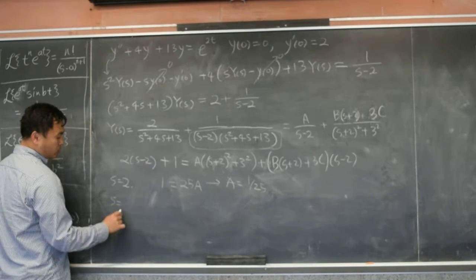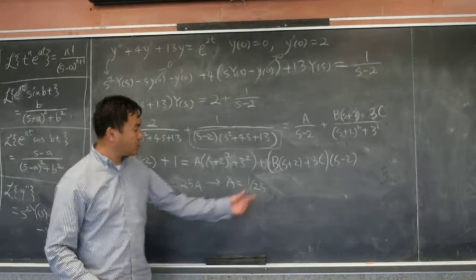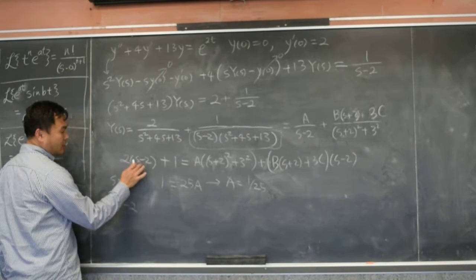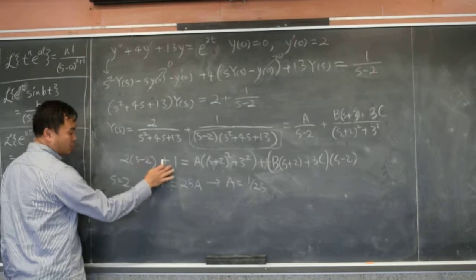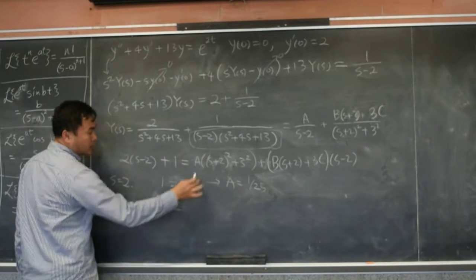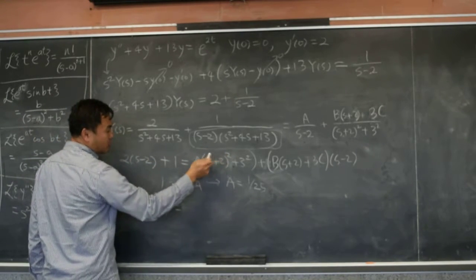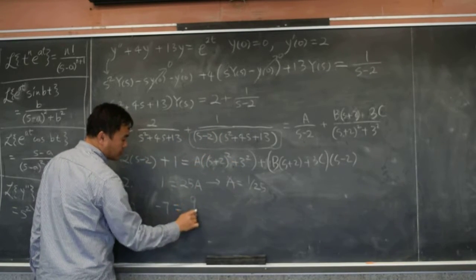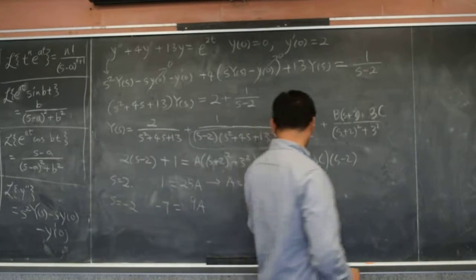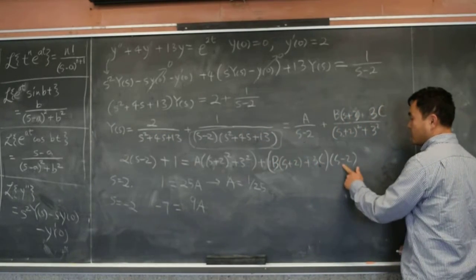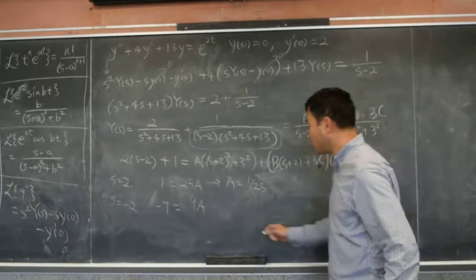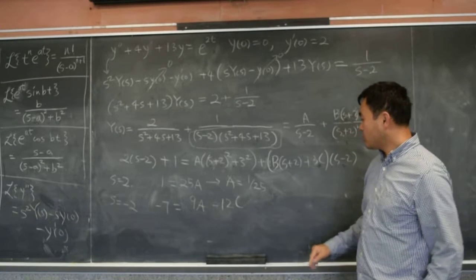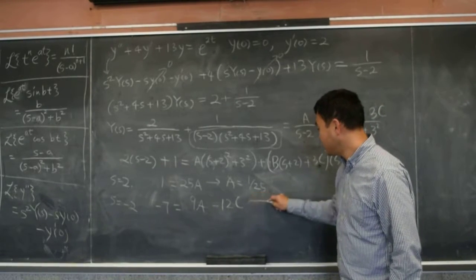Then I want s equals negative 2, because if s is negative 2, then b goes away. So if s is negative 2, that's negative 4 times 2, negative 8 plus 1, negative 7. Negative 2 squared, negative 2 plus 2 is 0, so that's gone. That's 9a. And then negative 2 gets rid of b, and negative 4 times 3, so negative 12c. All right, that's very messy.